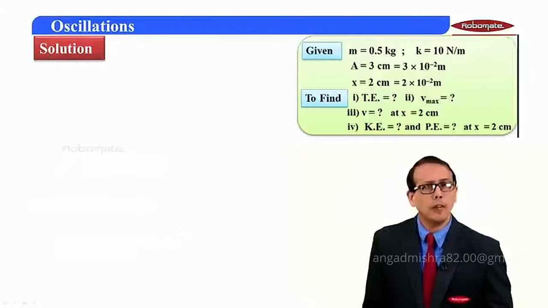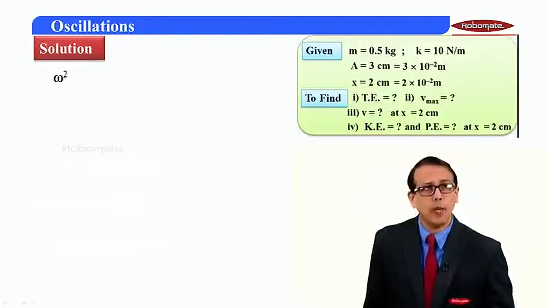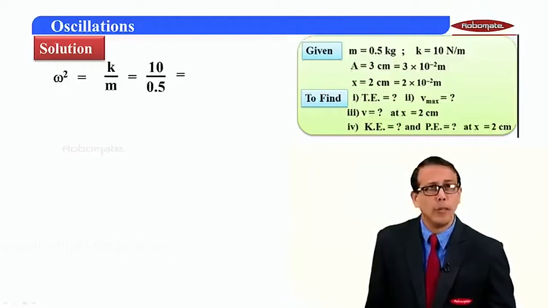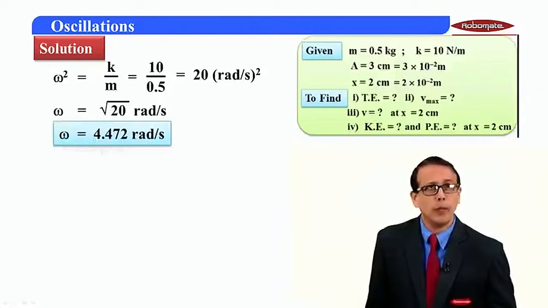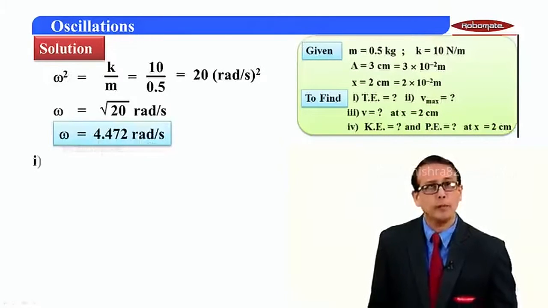So let's find the first term. Before that, let's find omega first. As we know, omega square is k by m. Let us substitute the respective value, that is 10 upon 0.5, which will be 20. Now taking root on both sides, we get omega as root 20, which is nothing but 4.472 radians per second.